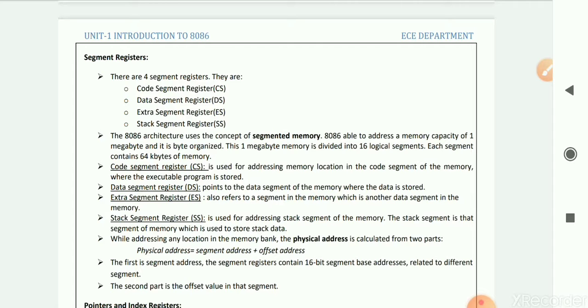The stack segment register is used for addressing the stack segment of the memory. As you define the stack memory in the main memory, here a separate stack is provided in the form of the stack segment register, apart from the whole memory. So in 1 megabyte of memory you reserve 64 KB of memory for the stack.